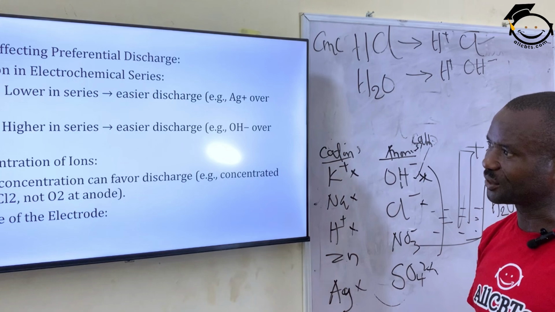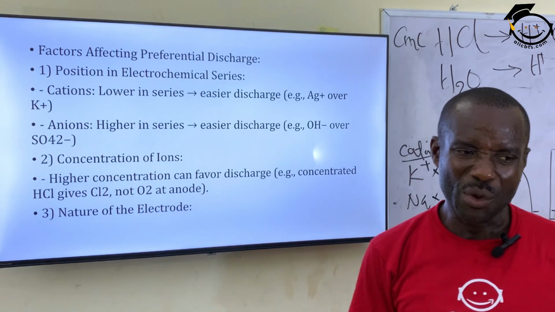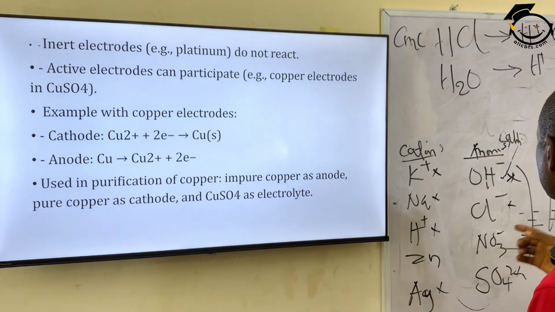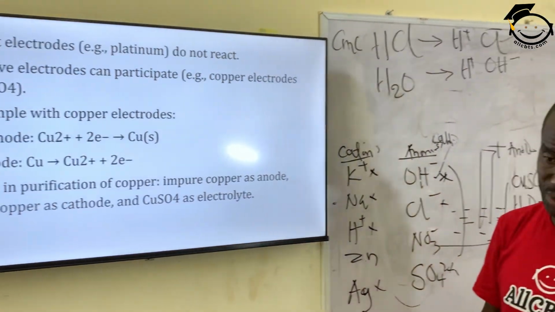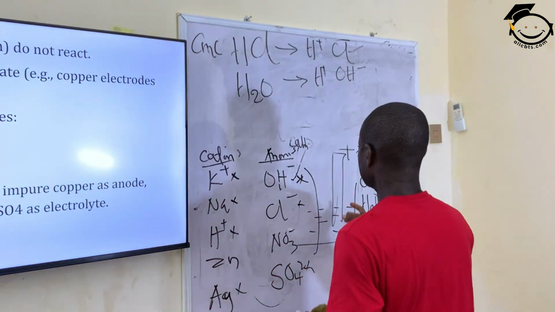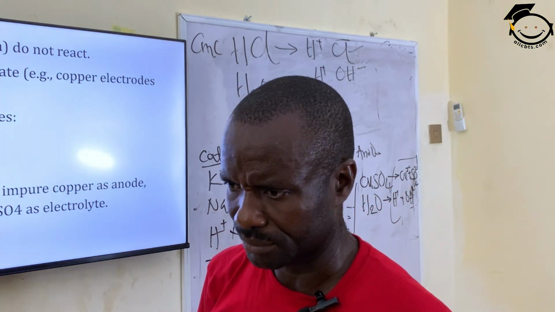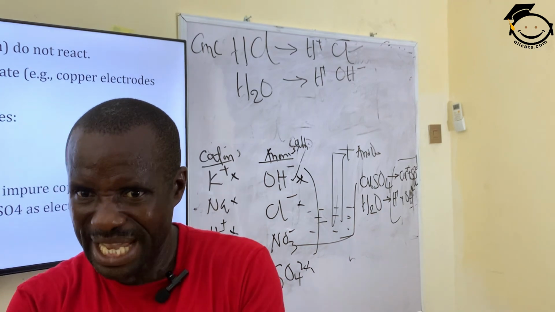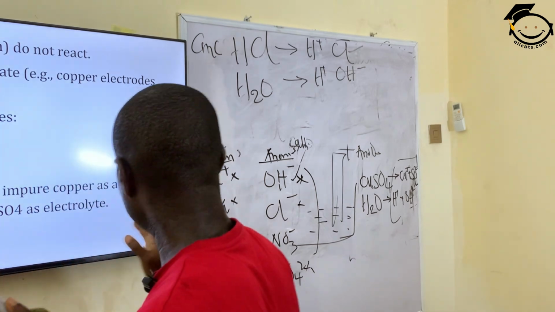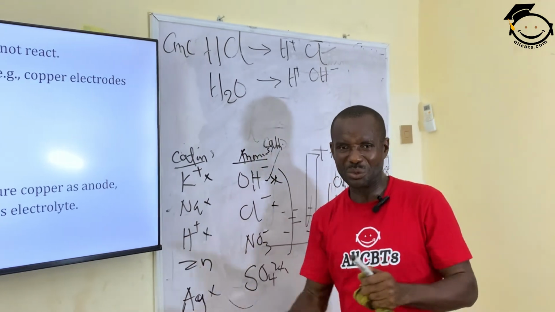Now let's look at the third condition. Nature of the electrode. When we say nature of the electrode, what is the substance that makes up the electrode? We say electrodes are conductors, and they are mostly made up of metals. There are some metals that have affinity. When we say affinity, we mean love for a specific ion. Meaning when they see a particular ion, they attract it. They have a particular preference for it, regardless of its position, regardless of its concentration.